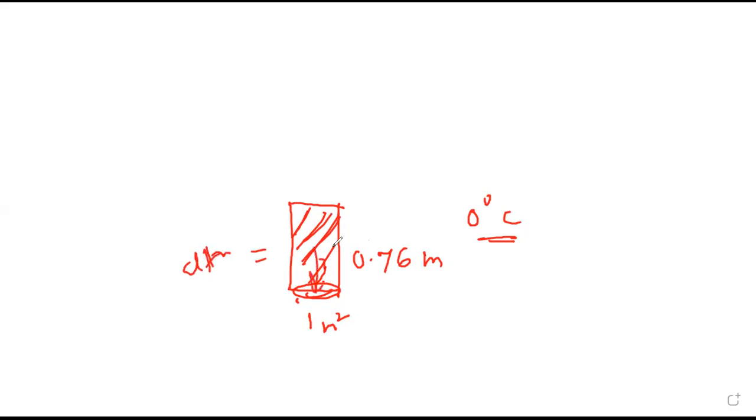मतलब ये जितना प्रेशर इधर देगा इसका वैल्यू को बोलते हैं 1 atmospheric pressure. So pressure due to atmosphere is called atmospheric pressure. It is measured in a unit called ATM.